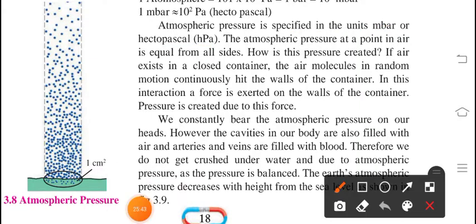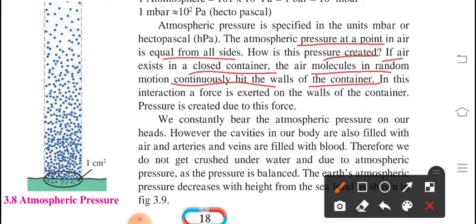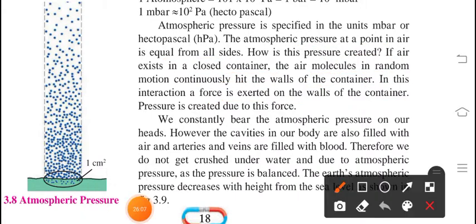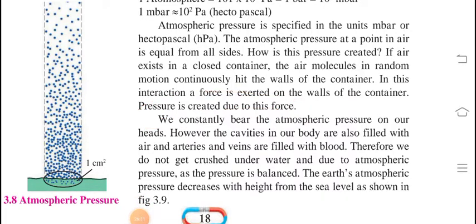The atmospheric pressure at a point in air is equal from all sides. How is the pressure created? If air exists in a closed container, the air molecules in random motion continuously hit the walls of the container. In this interaction, force is exerted on the walls of the container. So pressure is created due to force. Just underline this part in your textbook.